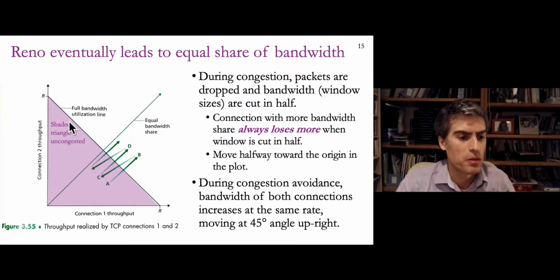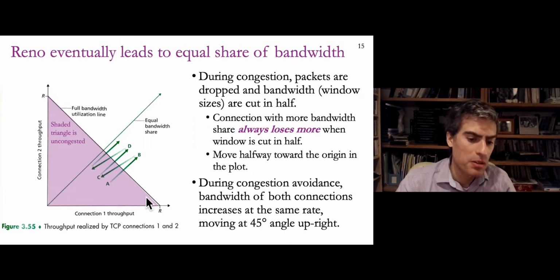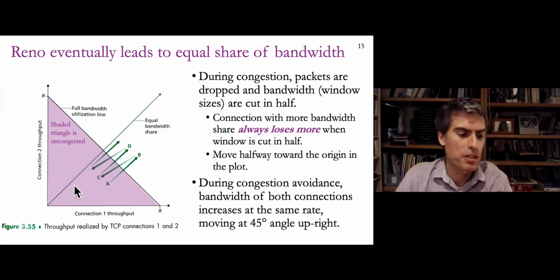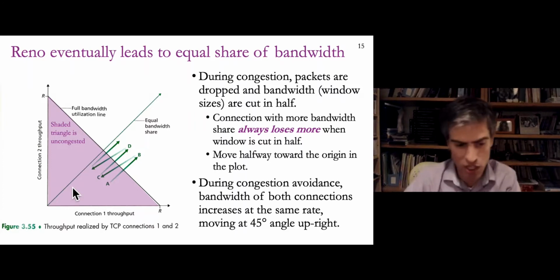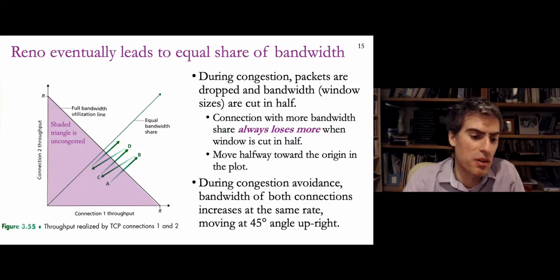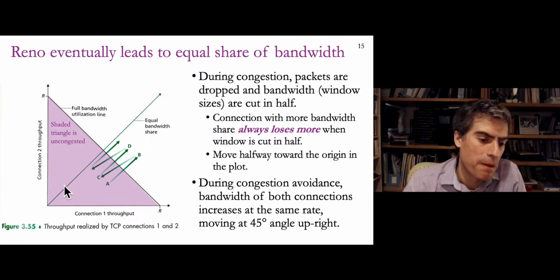Okay, so you should be able to convince yourself that by doing that, the upward movements are always moving parallel to this line in the middle, right? This equal share bandwidth line. This green line that goes from the origin 45 degrees upward is the line across which every point in this line, connection 1 and connection 2 have an equal share of the bandwidth. That's a good scenario, right? That's what we want to achieve, ideally.